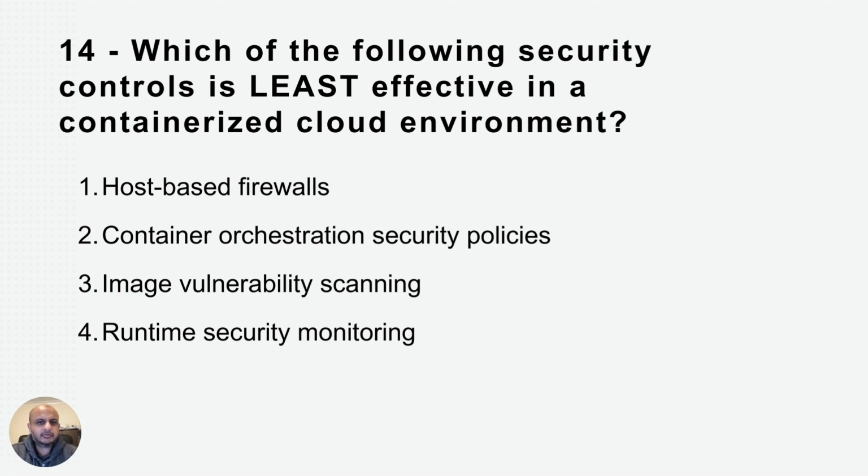Okay, what else? Which of the following security controls is the least effective in a containerized cloud environment? Host-based firewalls, container orchestration security policies, image vulnerability scanning, runtime security monitoring. If you know anything about containers, 3 and 4 are quite critical. Okay, container orchestration security policies, yes. So actually, it's quite simple: host based. Why? Because you know how containers work, right? In a containerized environment, they often communicate with each other horizontally, and they bypass the host firewall.